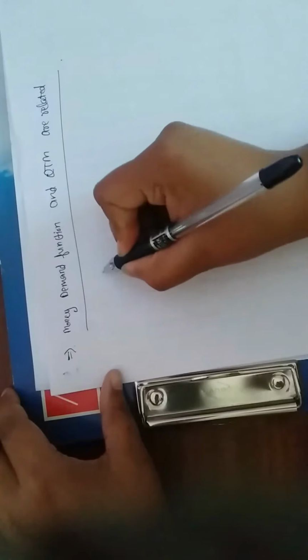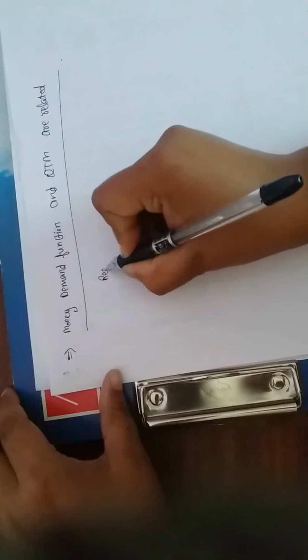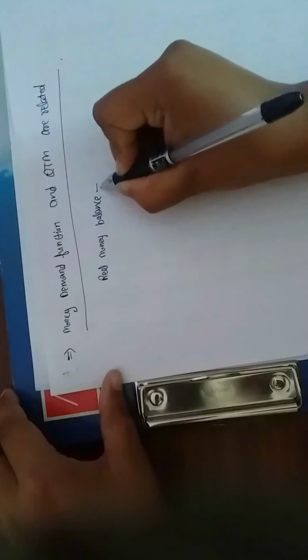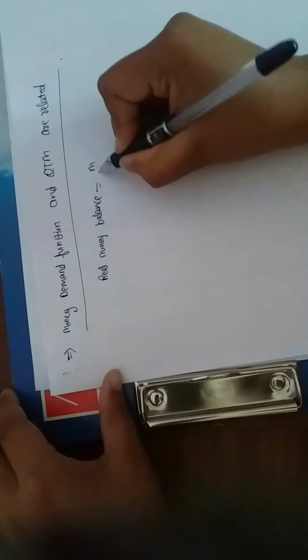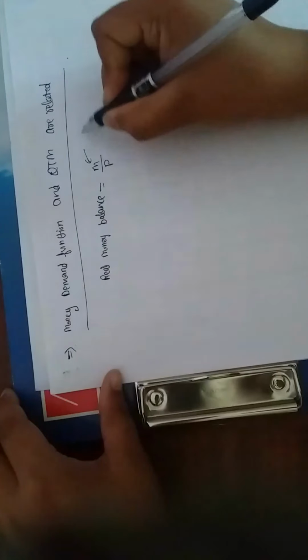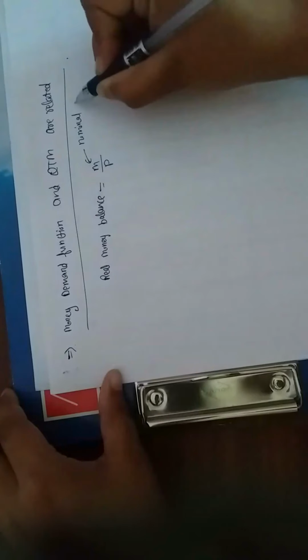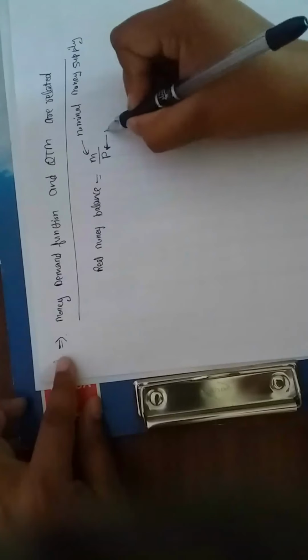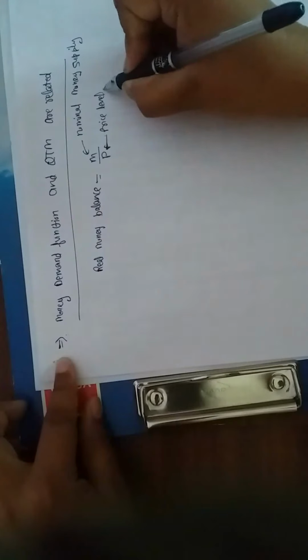So we have seen the real money balance is equal to M upon P. M is nominal money supply, and P is price level, and this is purchasing power.